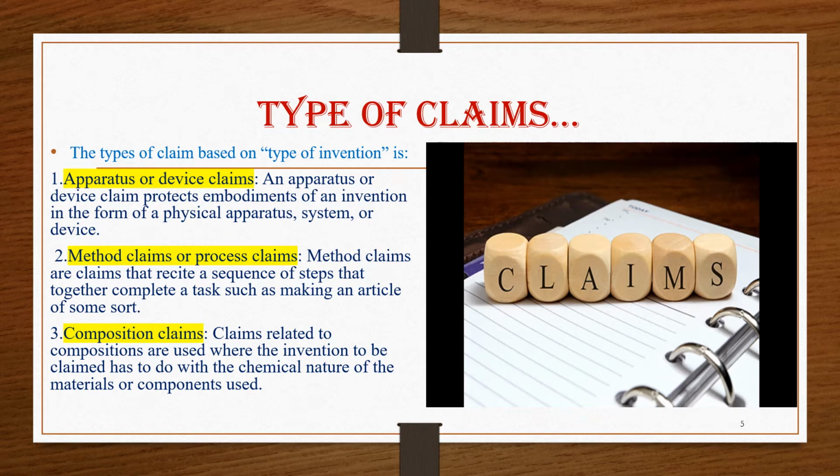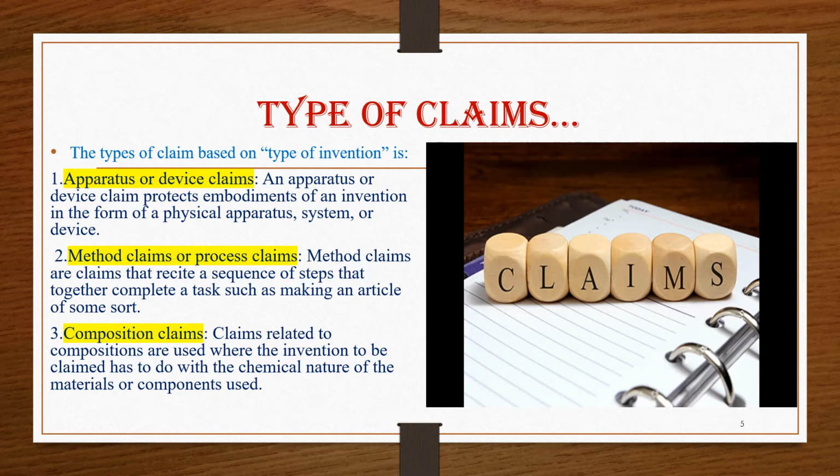Okay, so number one is apparatus or device claims. An apparatus or device claim protects embodiments of an invention in the form of a physical apparatus, system, or device. This is the brief description of this type of claims. Number two, method claims or process claims. Method claims are claims that recite a sequence of steps that together complete a task, such as making an article of some sort.